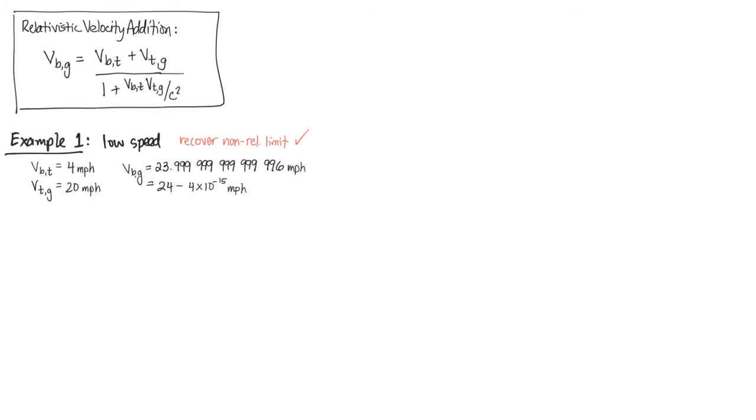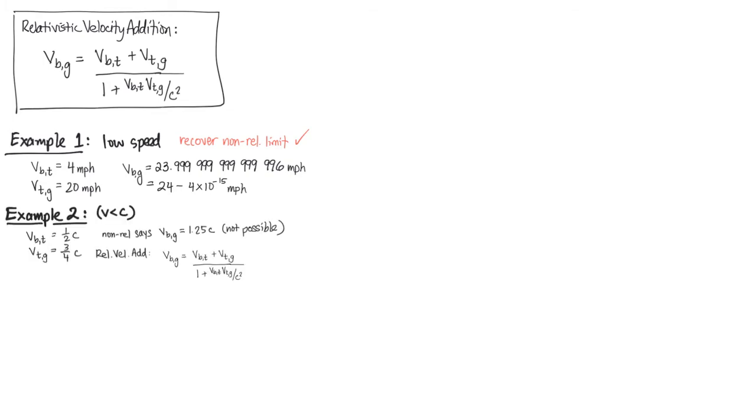How about our next example? Okay, so in our second example now, we're going to let the ball move faster, but not in excess or equal to the speed of light, so it goes half the speed of light. We're going to let the train also move at high speed, 3/4 of the speed of light. And we had talked about this example before, and we showed that the non-relativistic velocity addition formula predicts incorrectly that the ball speed relative to the ground is 25% larger than the speed of light. That's not possible. Let's see what the relativistic velocity addition formula says, okay?